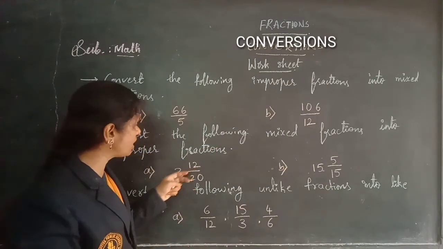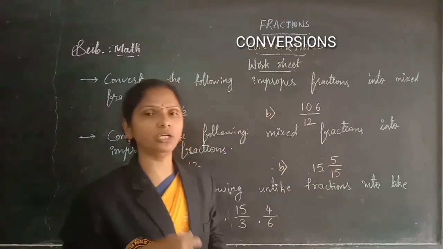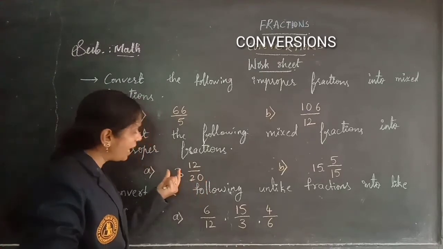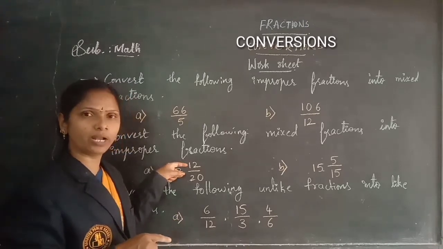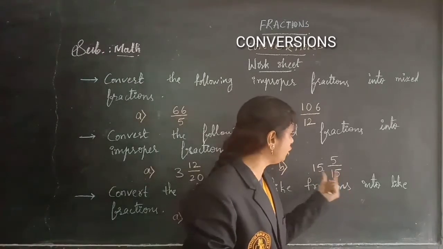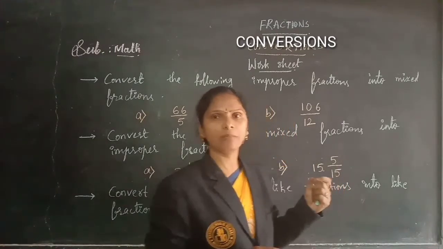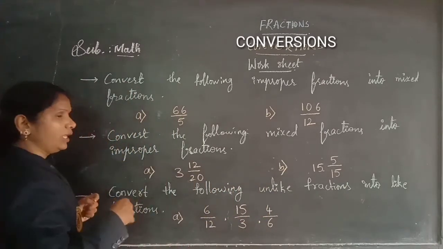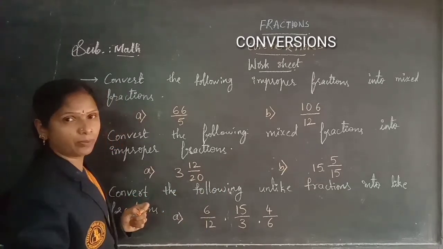And second, convert the following mixed fractions into improper fractions. The given mixed fractions are 3 12 by 20 and 15 5 by 15, you need to convert into improper fractions. How to convert? This denominator number and whole number you need to multiply. With that product you need to add the numerator, and the denominator stays as it is. Again here 15 into 15 plus 5 divided by 15. Again the denominator place won't change, children. Only the numerator number you have to solve to convert into improper fractions.